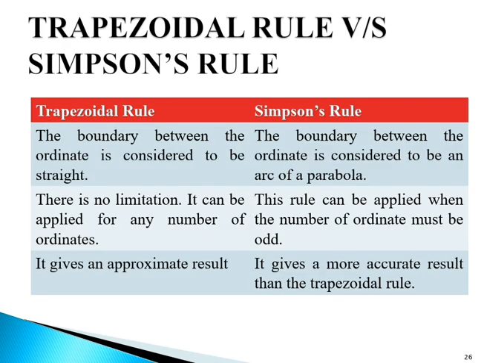So at last, let's see the difference between trapezoidal rule and Simpson's rule. In trapezoidal rule, the boundary between the ordinates is considered to be straight, and in Simpson's rule, the boundary between the ordinates is considered to be an arc of a parabola. In trapezoidal rule, there is no limitation. It can be applied for any number of ordinates. And in Simpson's rule, this rule can be applied when the number of ordinates must be odd. And trapezoidal rule gives an approximate result, whereas Simpson's rule gives a more accurate result than the trapezoidal rule.